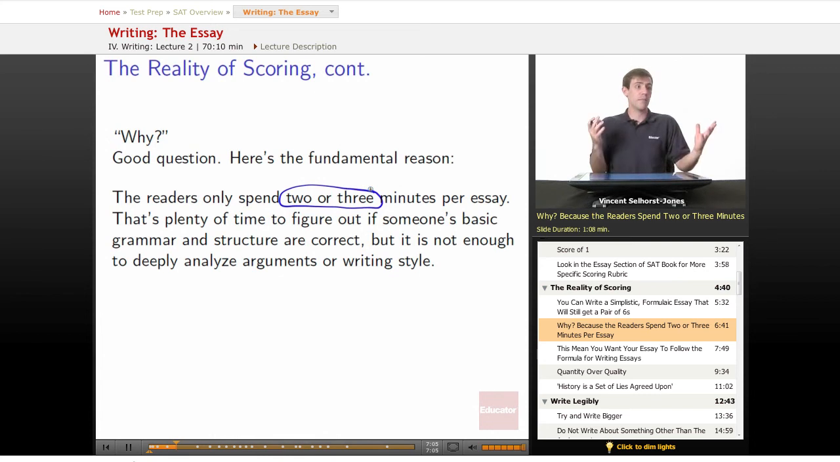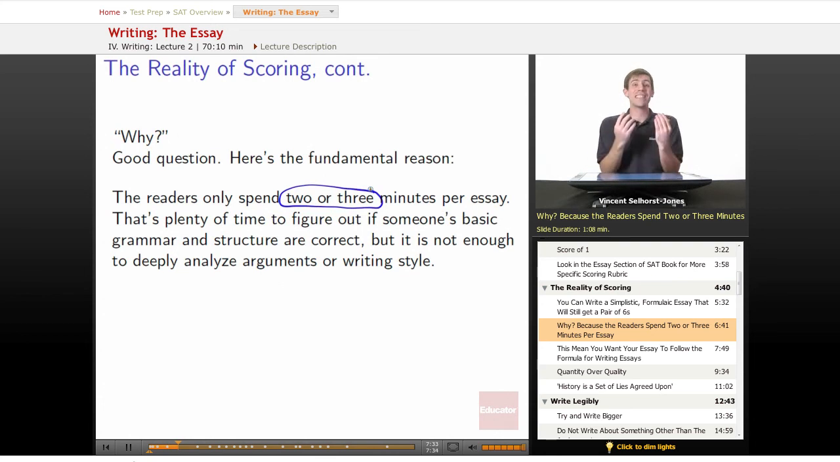That's plenty of time to figure out, oh yeah, this has basic grammar, this has the structure of an essay, I get kind of the idea of what it's saying, but it's not enough time to analyze it deeply. You won't be able to deeply understand what the arguments are saying, you won't be able to critically look at the author's writing style, you won't be able to do an in-depth analysis of it. So the difference between a 4 and a 6 is more about how you set up the formula of the essay, not how well you did in a deep, true sense.